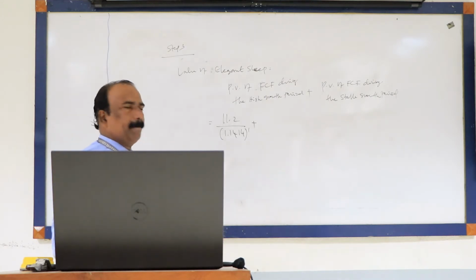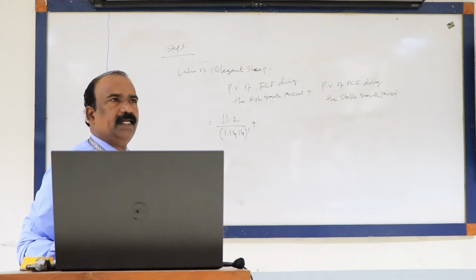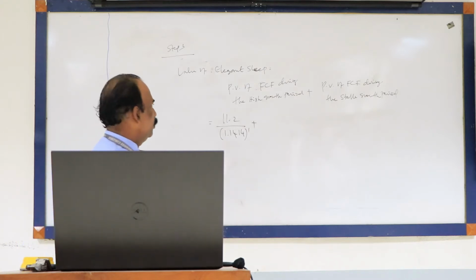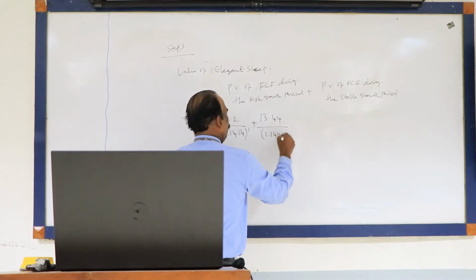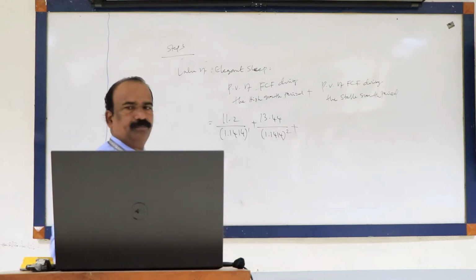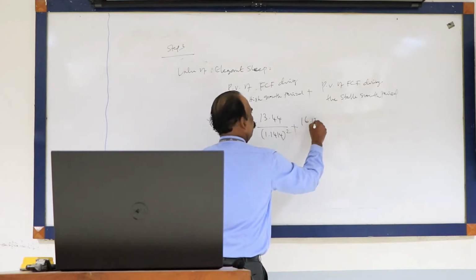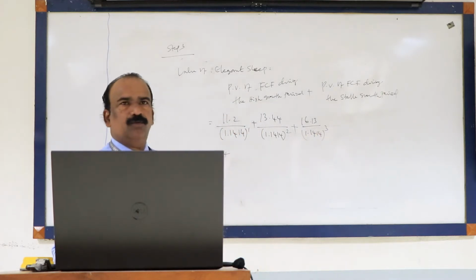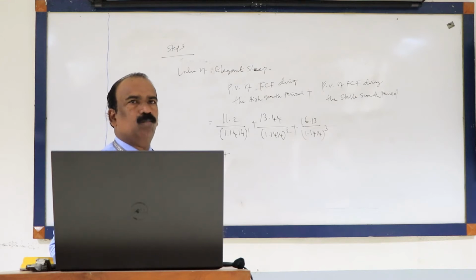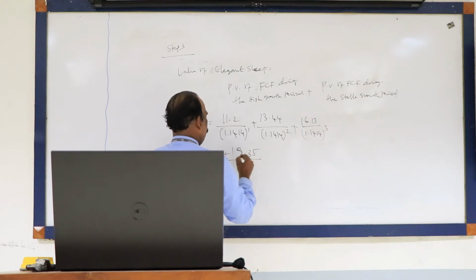Then second year cash flow, how much? 13.44. 13.44 divided by 1.1414 power 2, plus third year, 16.13 divided by 1.1414 power 3, plus fourth year, 19.35 divided by 1.1414 power 4.